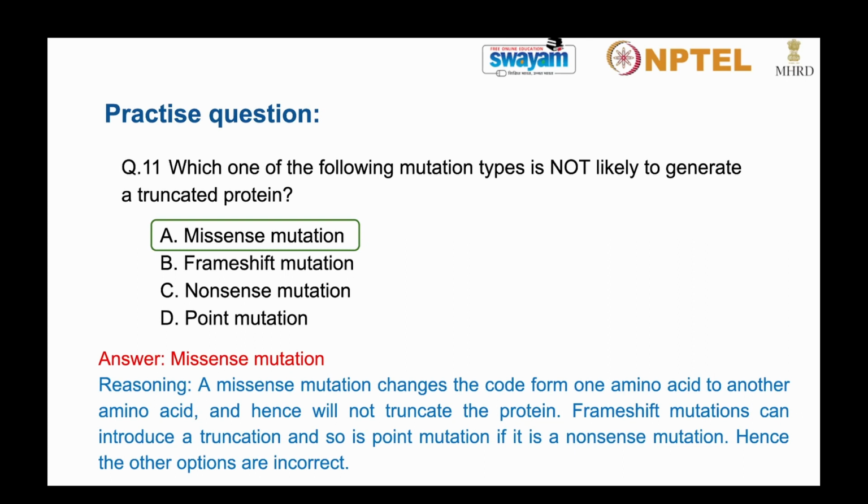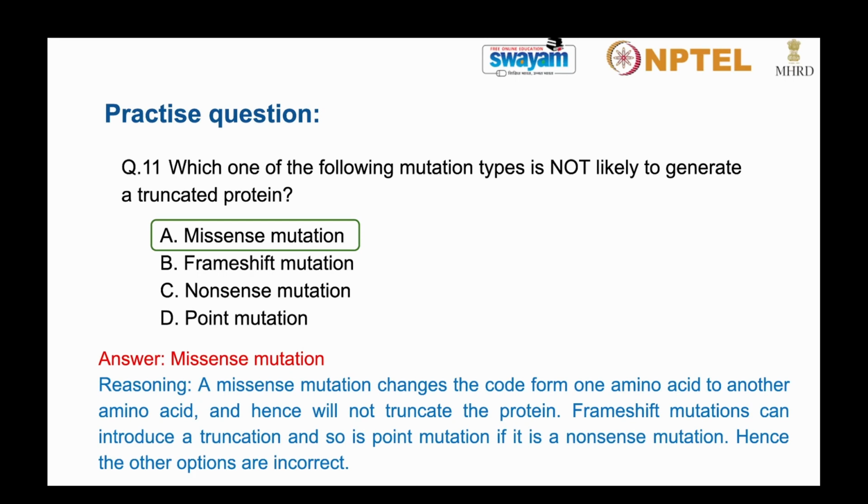What missense is: missense can be conservative or non-conservative. It can produce a functional protein, or it cannot. But missense will never truncate a protein. The question here is which one will generate a truncated protein. So not missense.